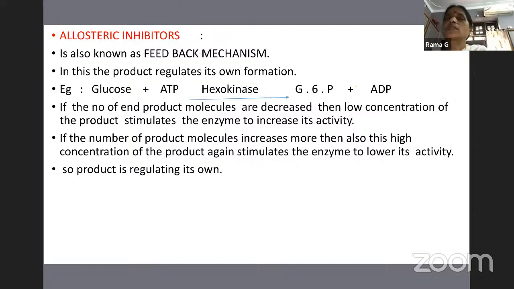And this is about allosteric inhibitors. With this, the total enzymes chapter is completed. See you in the next class.